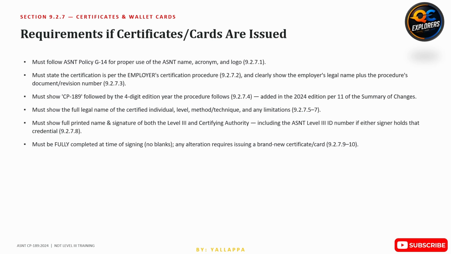Exam tip. Remember that a certificate issued under CP-189 is an employer-issued certification, not an ASNT-issued credential. For the Level 3 basic examination, expect questions about the mandatory information required on certificates, the 2024 edition year requirement, and the signatures needed to make the certification valid.